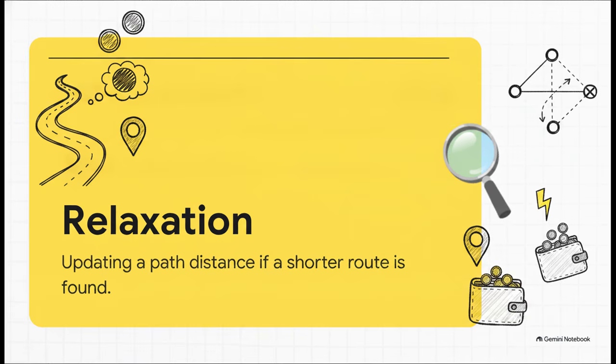Now, the core engine that makes Dijkstra's algorithm actually work is a beautifully simple concept called relaxation. Think of it like this. Let's say you're traveling and you know a specific route that costs you $50. But then someone taps you on the shoulder and shows you a detour that only costs $30. You'd update your plans, right? That is relaxation. If your currently known distance to a destination is suddenly undercut by a cheaper path you just discovered, you update it. You relax the edge.